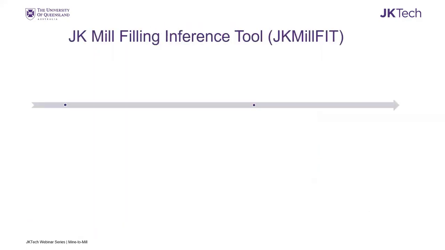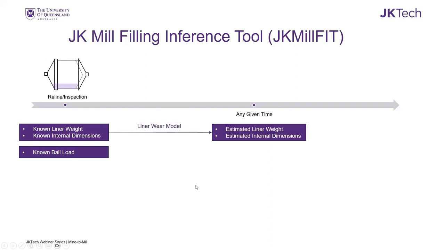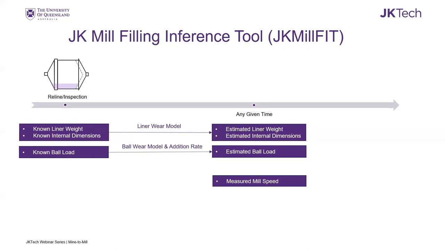So this is the JK mill filling inference tool. This is a soft sensor to monitor SAG mill filling in real time. This is a timeline. Here, we have a reline or inspection on the SAG mill. So we have known liner weight, known internal dimensions, known ball load. And then for any given time, we use the liner wear models to estimate liner weight and internal dimensions for that given time, and the ball wear model and addition rate to estimate the ball load for that given time. We have the measured mill speed for that given time.